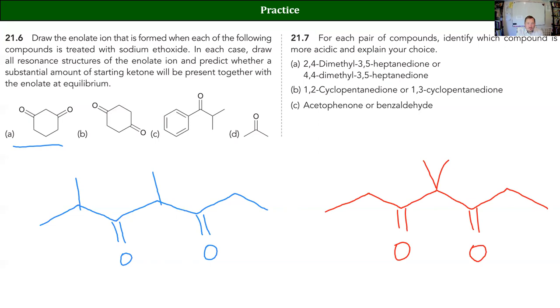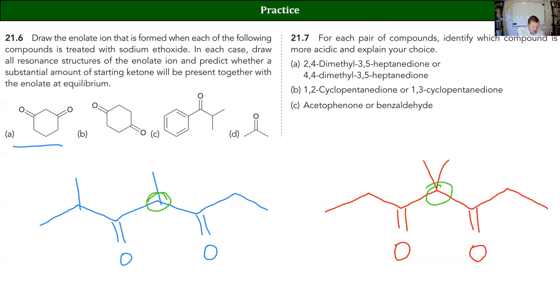If we want to choose which of these is going to be more acidic, what do we need to consider? The alpha position between the two ketones, that would be the most stable position if there's a proton available to pull off. Right. That's where we want to deprotonate. So the molecule in red, the 4,4-dimethyl, doesn't have a hydrogen there, so it can't really be acidic in that position. The 2,4-dimethyl, on the other hand, has a hydrogen on that alpha carbon in between the two ketones.